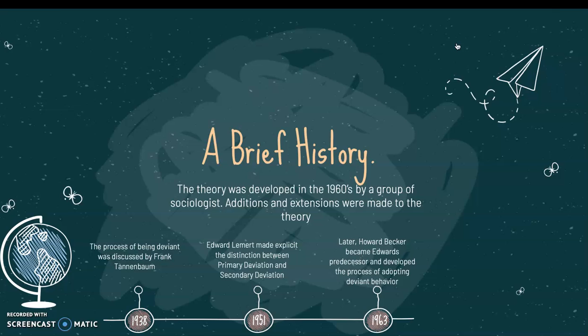The conversation was first started by Frank Tannenbaum. Later, in 1951, Edward Lemert made explicit distinctions between primary deviation and secondary deviation. Later, Howard Becker became his successor and developed the process of adopting deviant behavior in 1963.